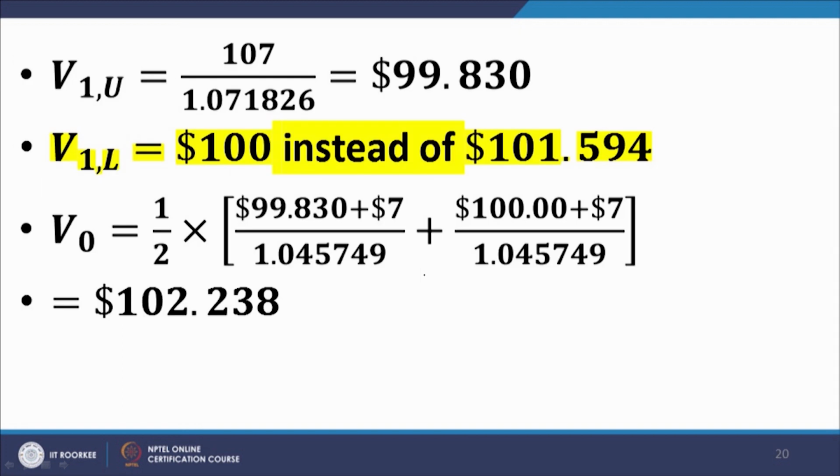Thus, here is the valuation process. What we find is that this 101.594 is replaced by 100, as you can see here. This corresponds to node C, this is node B, and this is node A. So, that is how a bond with an embedded call option is to be valued.